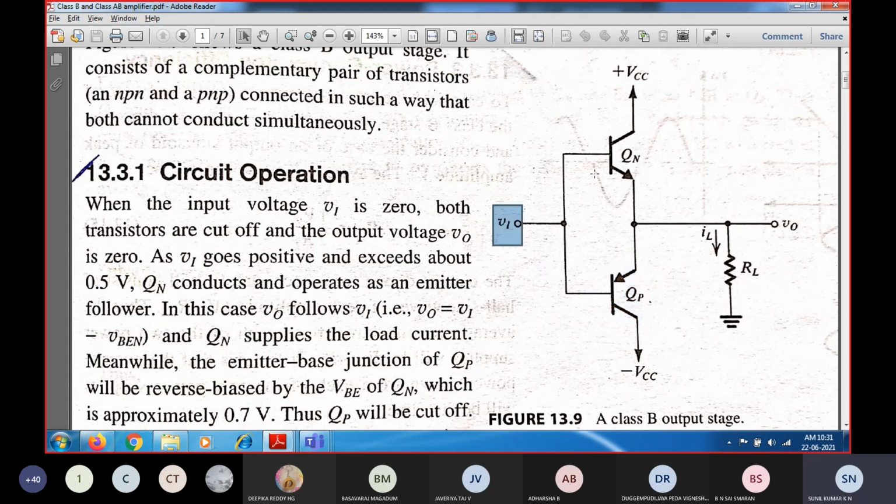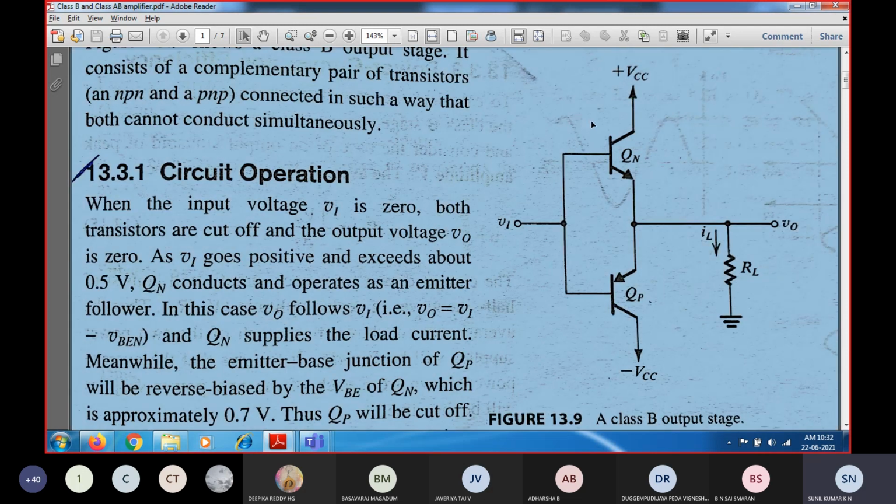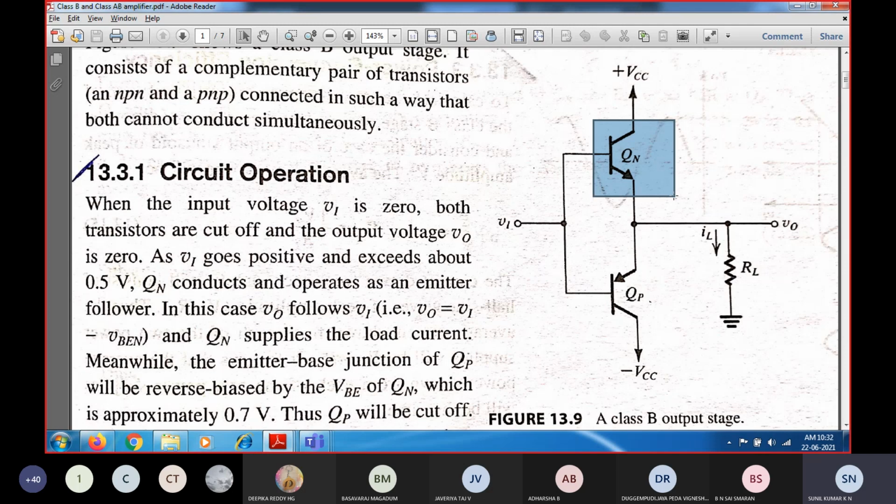So whenever the input voltage is less than VBE, QN also will be off, and whenever the input voltage is greater than VBE1, then only you will get the output voltage. This is nothing but an emitter follower configuration, because whatever input you give at the base terminal, you get the output at the emitter. So the output is going to follow the input, and only when the input voltage is greater than VBE does the output voltage follow the input signal.